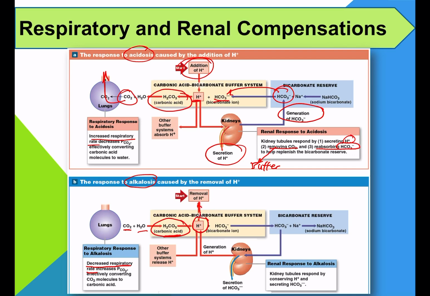In the case of your kidneys, they will now secrete bicarbonate ions instead of hydrogen ions. It will generate hydrogen ions through those mechanisms we were just talking about and feed that back into the system. Okay? All right. So that's how the kidney will respond: conserve hydrogen ions and secrete bicarbonate ions.